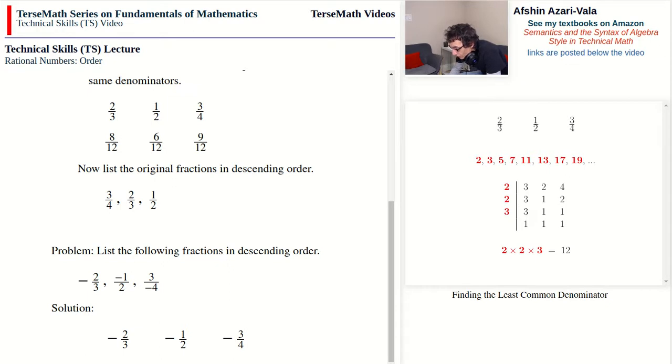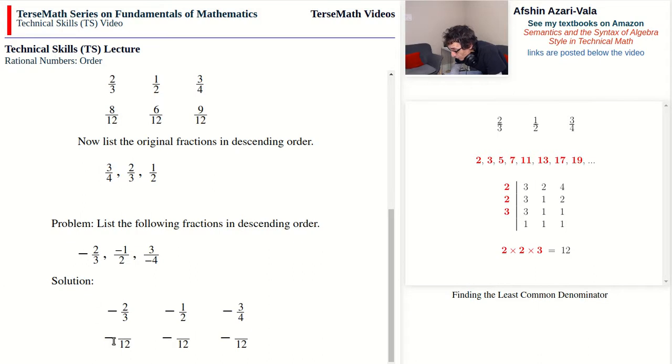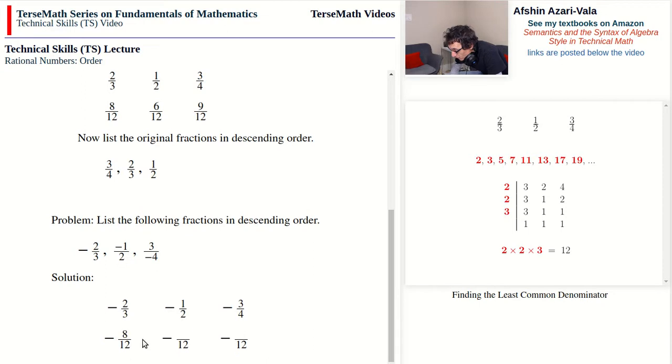We have to make the denominators the same, and we still have to find the least common denominator, which is 12. The only difference between this problem and the top one is that the values are negative. But in terms of size, we work with them in the same way. So we find 12, and then 12 divided by 3 is 4, 4 times 2 is 8. And then we have 12 divided by 2 is 6, times 1 is 6. And we have 12 divided by 4 is 3, times 3 is 9.